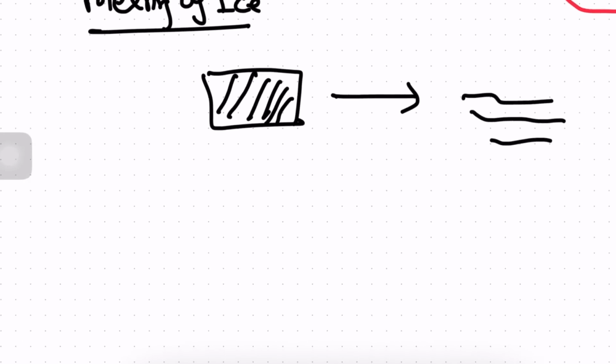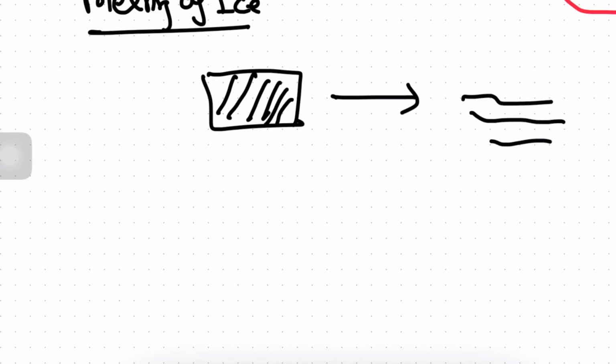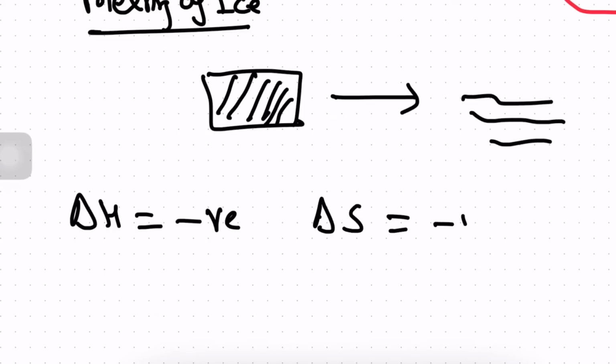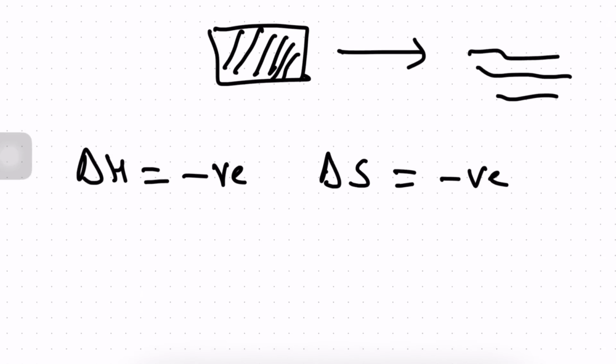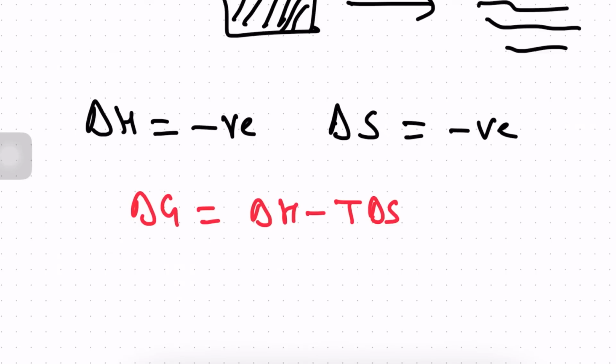Now you can have another situation. Suppose delta H is negative and delta S is also negative. If you put in these values, our relation is delta G = delta H - T delta S, and in this example the delta S value is negative and the delta H value is negative.